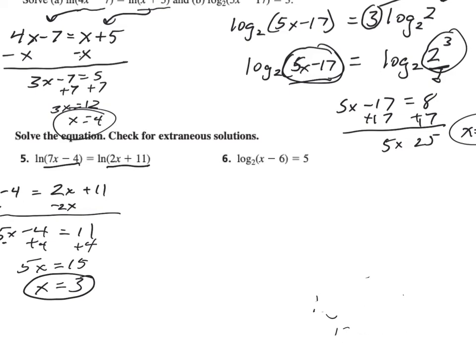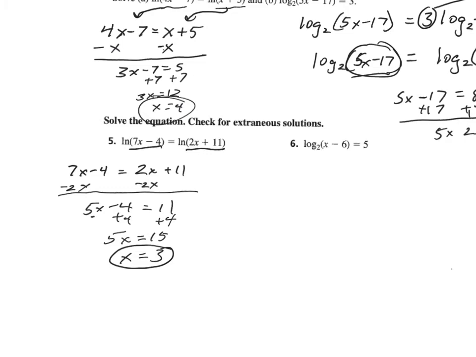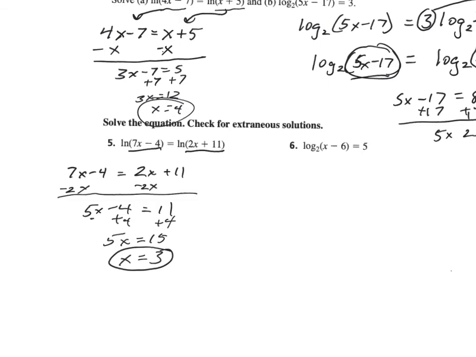So when they ask for extraneous roots, what they're looking for is any number which, when put back into the equation, is going to produce a negative number inside a log. So let's go ahead and check. We have x equals 3. If I plug the 3 into this expression here, I do get a positive number for the log. 2 times 3 is 6 plus 11 is 17. If I put a 3 into here, it also works. I have 21 minus 4, which equals positive 17. So we're good. No extraneous solutions.